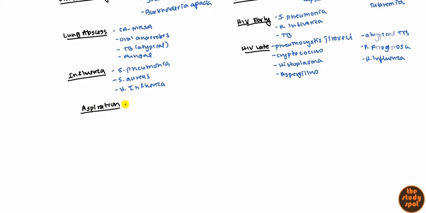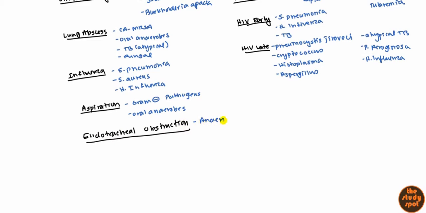Aspiration, so we know that aspiration is when someone vomits and then inhales their vomit through the trachea. This would be very common with gram-negative pathogens and oral anaerobes. So that's what you want to keep in mind there. Now, patients with endotracheal obstruction, you'd be expecting some type of anaerobe. Again, strep pneumonia, which is common in most groups, H. influenza, and even Staph aureus. So you can see strep pneumonia is a very common trend here.